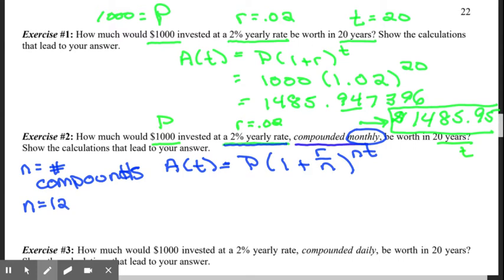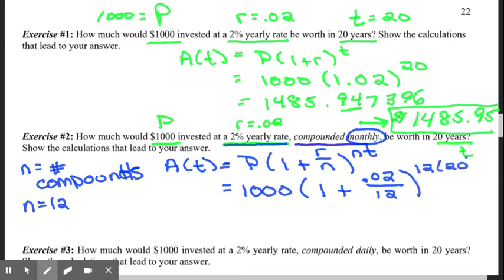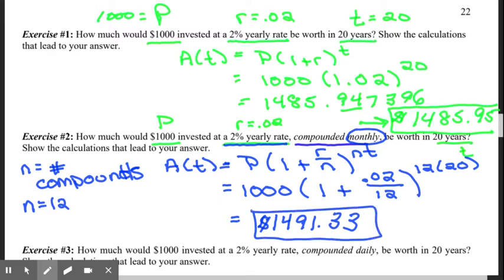So now I'm just going to plug everything in. A of 20 equals 1,000 times 1 plus R, 0.02, over n, which is 12, to the n times t, which is 12 times 20. If you want to write 240, you can. If you just multiply that in your head quickly, that's fine. Then you very carefully type all of this into your calculator, and you get $1,491.33. Remember, the decimals are much longer, but I'm rounding to 2 decimal places because it's money.